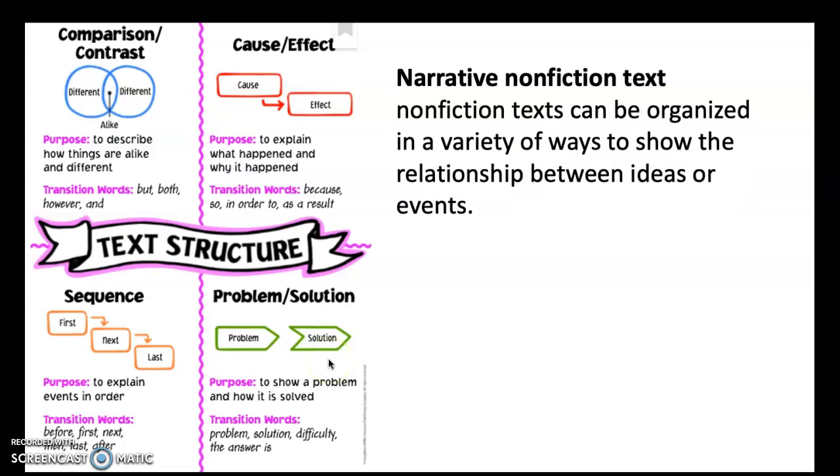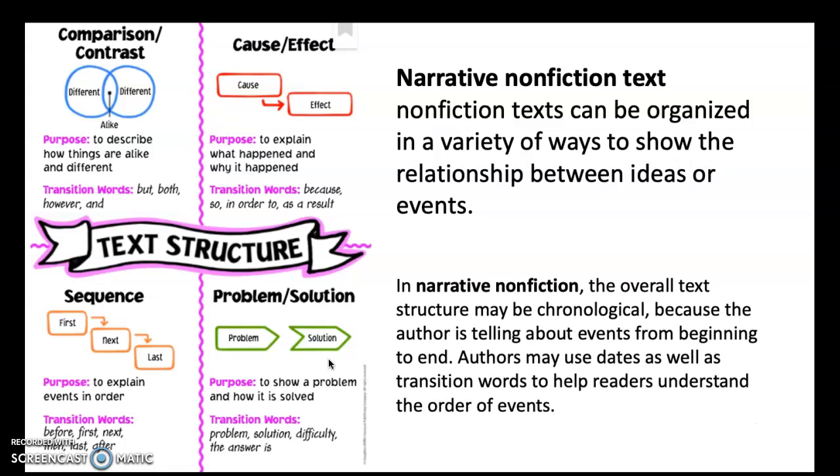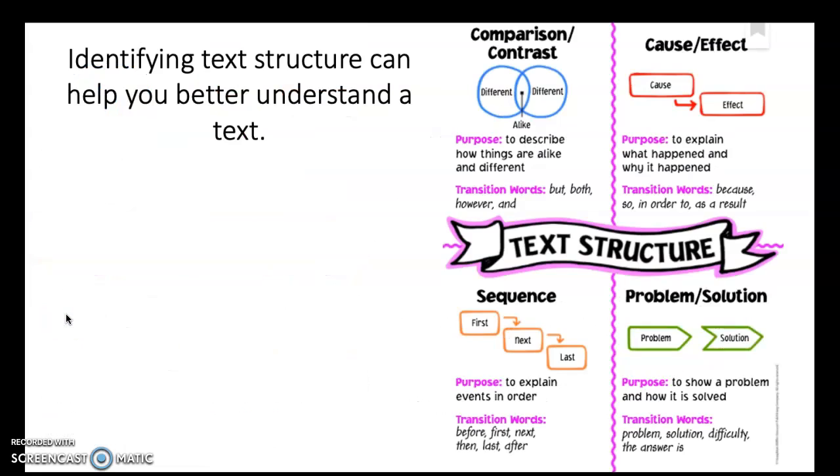Now, narrative nonfiction text. Narrative nonfiction text can be organized in a variety of ways to show the relationship between ideas or events. In narrative nonfiction, the overall text structure may be chronological because the author is telling about events from beginning to end. Authors may use dates as well as transition words, such as before, first, next, then, last, to help readers understand the order of events. Identifying text structure can help you become better at understanding the text.